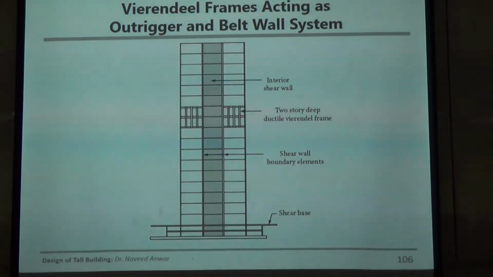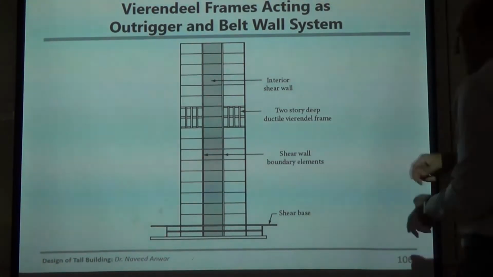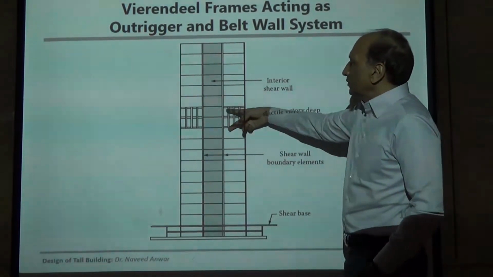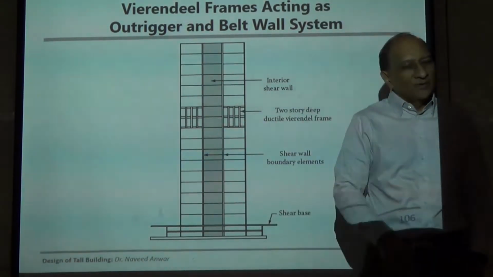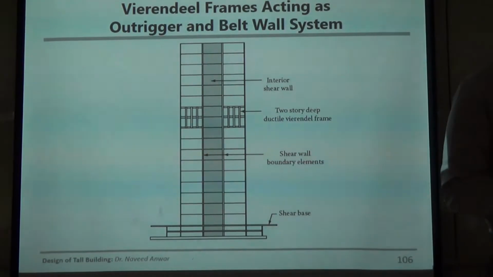So many things can be done. You should just focus on what the problem is. What can I do to solve this problem? And then you will see that you can find many solutions. So this is one solution: 2 or 3-story Vierendeel trusses or girders acting as outriggers, designed specially for that purpose, including ductility or hinges.